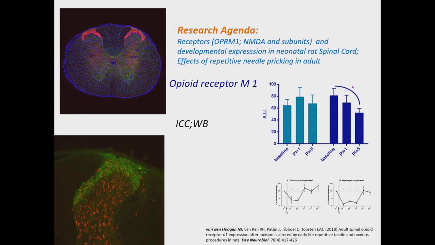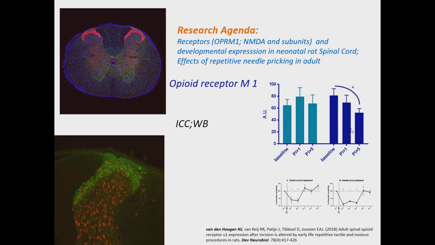What is our research agenda now? Of course, we want to understand what is happening with these receptors during the development. Here is the opioid receptor mu1, where methadone as well as morphine are agonists for, and we are now investigating what is happening with this receptor during development, and of course also later on in the adult rats related to this needle pricking. And here you see an example of the opioid receptor, which is also highly expressed in the dorsal horn, where we have this spinal pain gate.